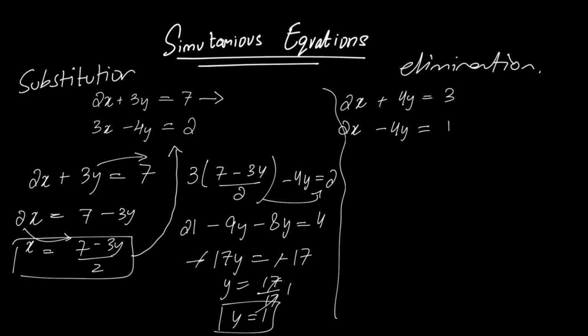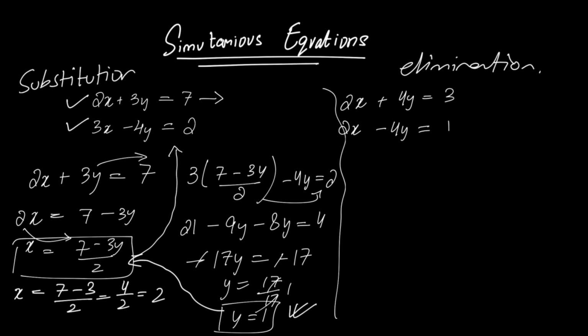But what people sometimes miss in a hurry is that we also have to find the value of x, and they just write this as the answer. So you have to put this value of y back into the equation we formed to find the value of x. So 7 minus 3, because it's multiplying by 1, upon 2. This becomes 4 upon 2 and then 2. So the point where these two equations meet is 2 and 1.